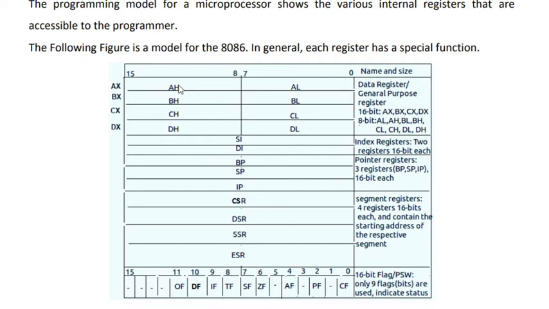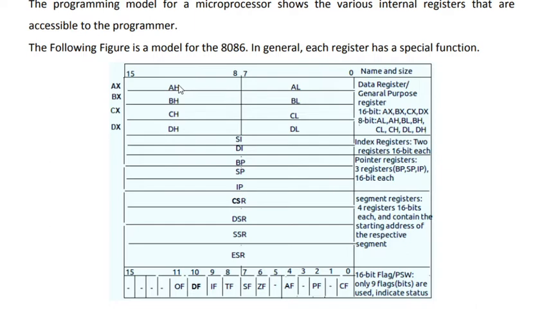Further, we have four segment registers: CSR, DSR, SSR, and ESR. These segment registers are also 16-bit in length. Each segment register stores the base address of the segments that are assigned to a given program. So for a given program, you can have a code segment, data segment, stack segment, and extra segment. These four segment registers are capable of representing, or storing the base address of, each of these segments.